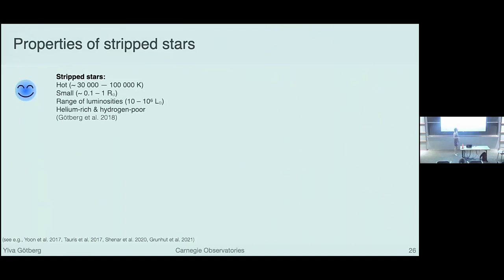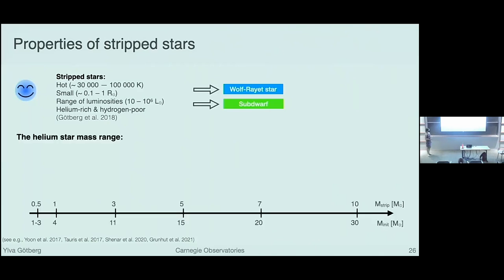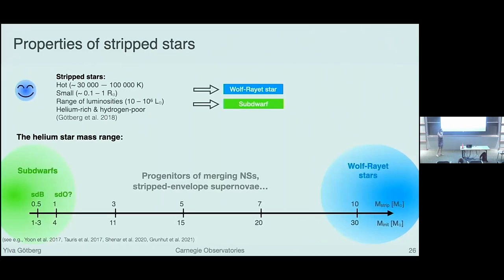So what is that? Some people may say Wolf-Rayet star, others subdwarf. None of those are wrong. If you look at the mass range of helium stars, at the low mass end you have the subdwarfs, and at the high mass end you have the Wolf-Rayet stars. There is a large range that has not really been observed. In between there, we have the progenitors of merging neutron stars and stripped-envelope supernovae, not yet found.